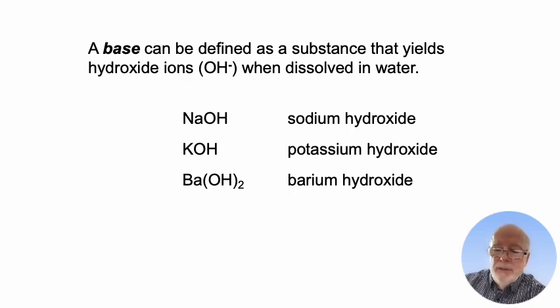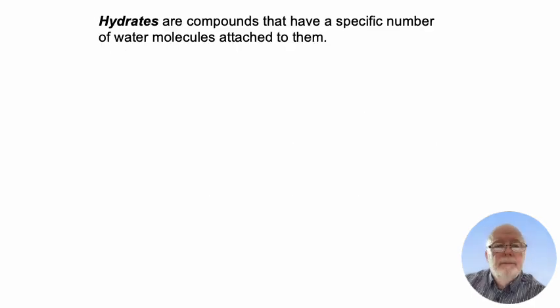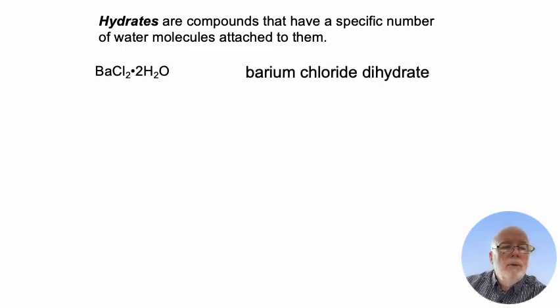Now here's another compound that you're going to see in an experiment coming up, and that's called a hydrate. So hydrates are compounds that have a specific number of water molecules attached to them. Here's one, BaCl2·2H2O, and there's a raised dot here in the formula, and the raised dot means that the water is bonded to that molecular compound. I should say ionic compound. So that one is called barium chloride dihydrate. So you're naming the compound as you did before. Then you're saying how many water molecules are present.